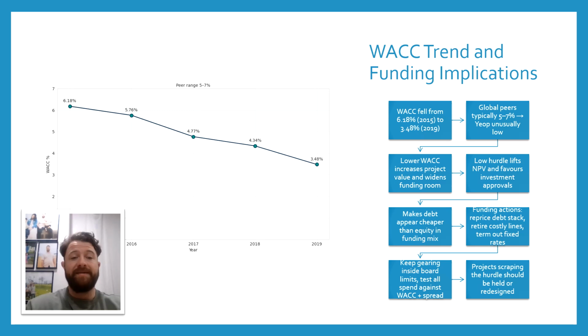A lower WACC lifts NPV and lowers the hurdle for green lights. It also makes debt look cheaper than fresh equity, all else equal. I use this trend to rank choices: reprice the debt stack first, retire costly lines, term out at lower fixed rates, and keep gearing inside board limits. Then test planned spend. Any project must clear WACC by a safe spread. If it only scrapes in, hold or redesign.